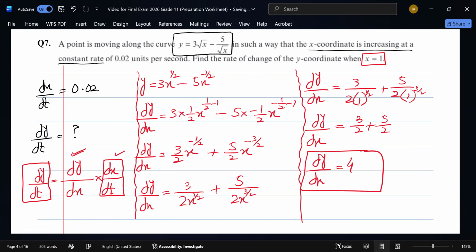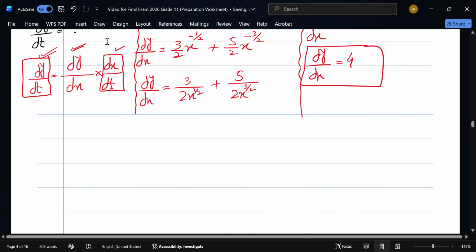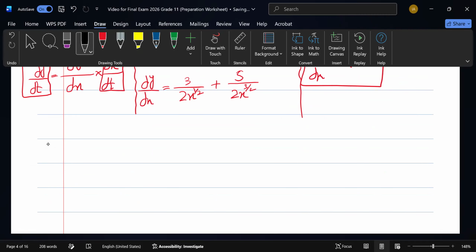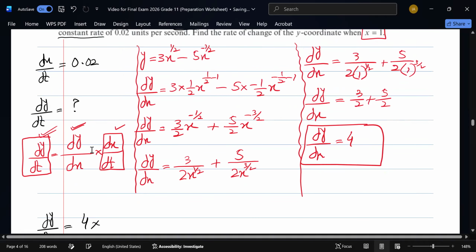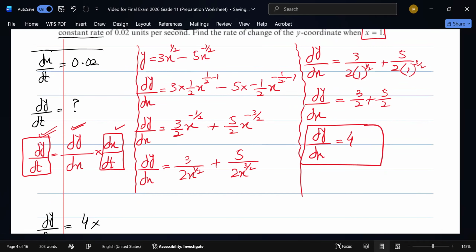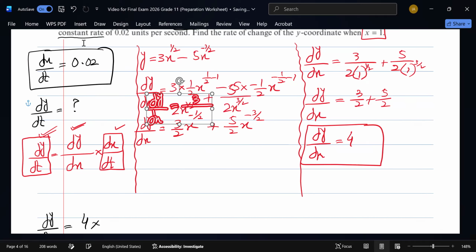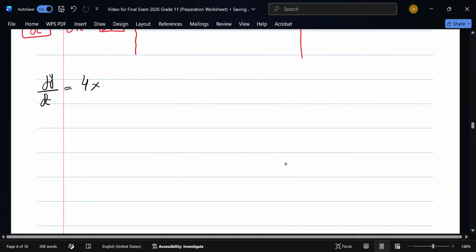But yes, we are looking for the rate of change of y. That is why we use the chain rule. Substitute the values in the chain rule. So we are looking for the rate of change of y. We found dy upon dx is 4, and dx upon dt is 0.02. So we substitute here.